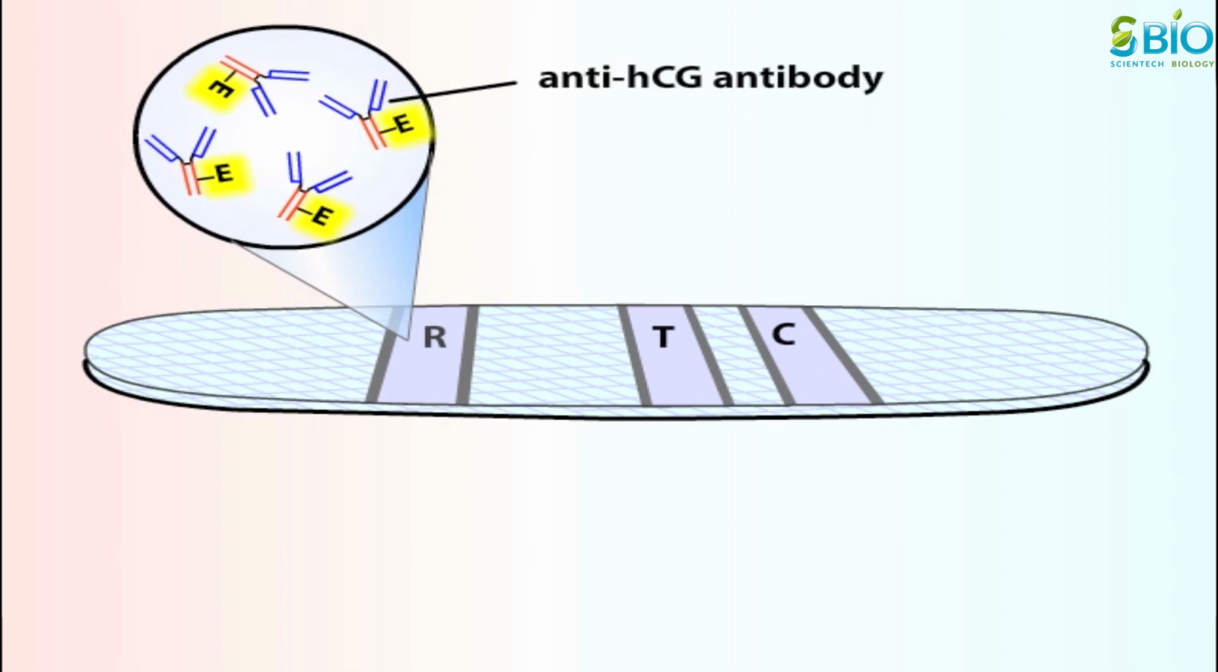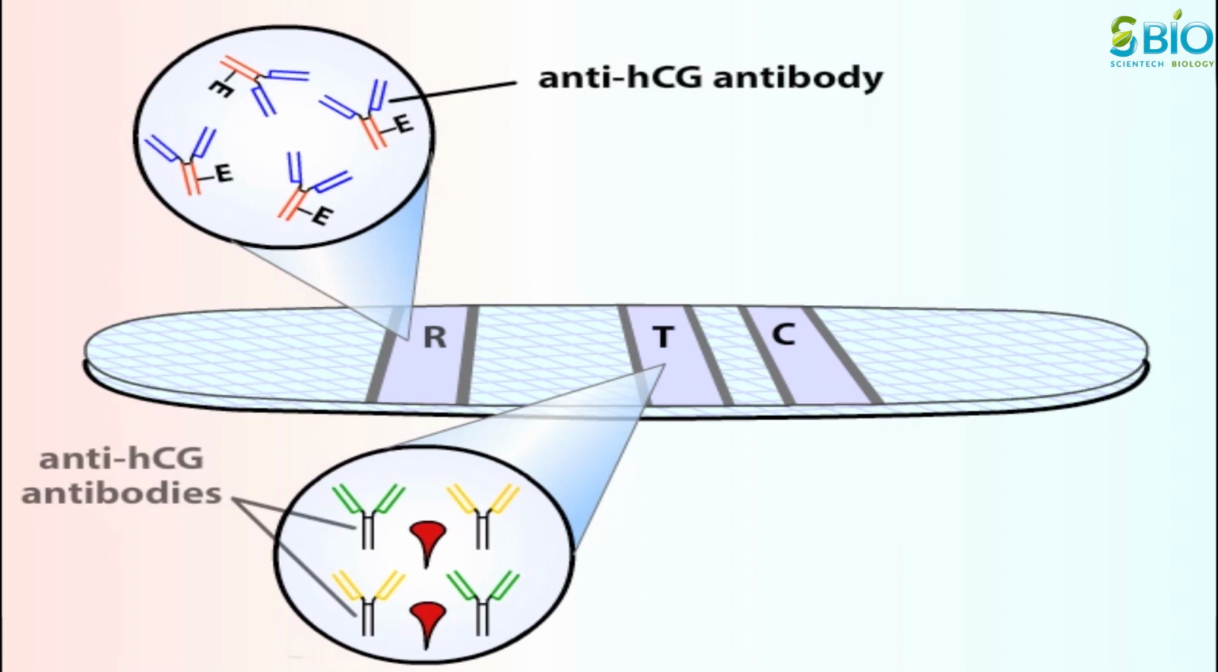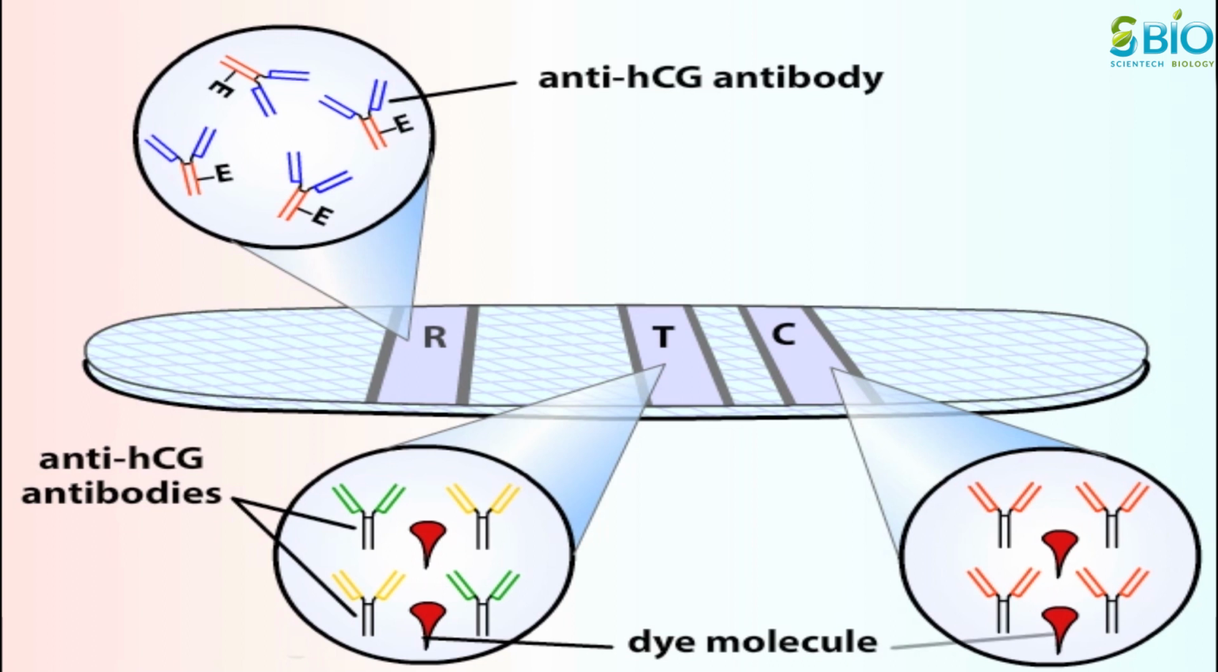The letter E signifies that these antibodies have been linked to an enzyme that can participate in color reactions on the test strip. Like the reaction zone, the test zone contains anti-HCG antibodies. In addition, these zones contain dye molecules that will participate in the color reaction. The control zone also contains dye molecules for the color reaction.